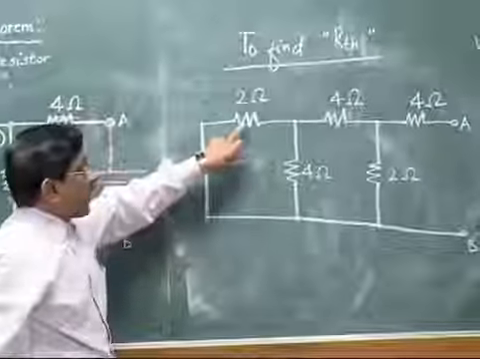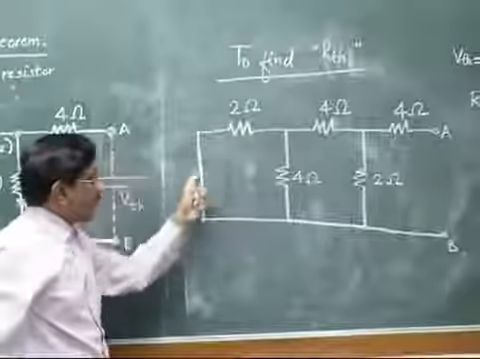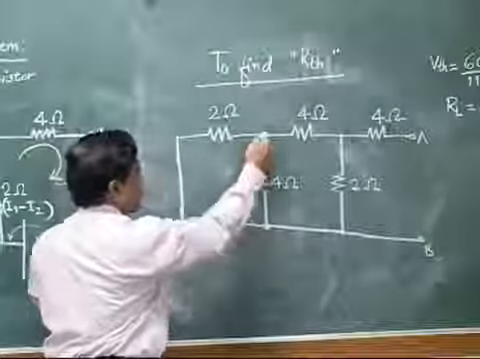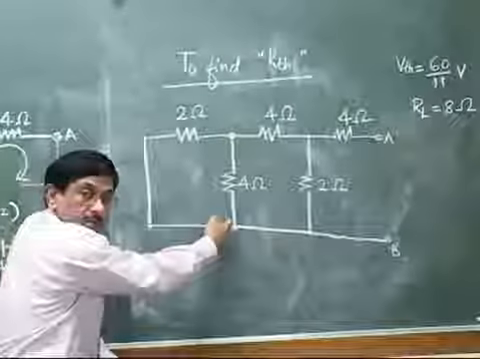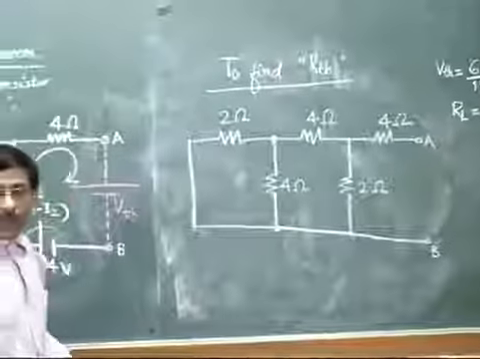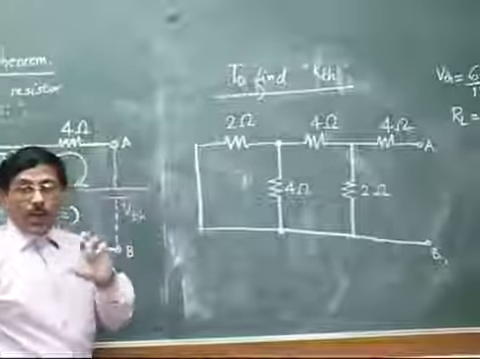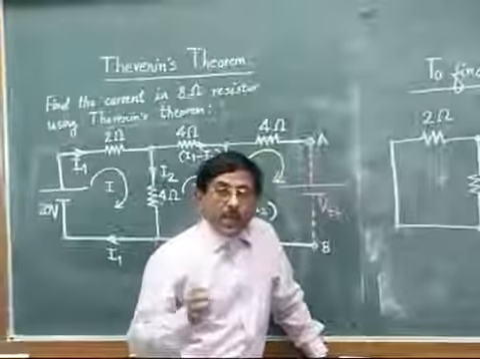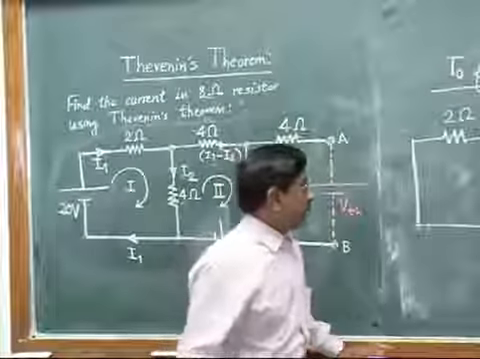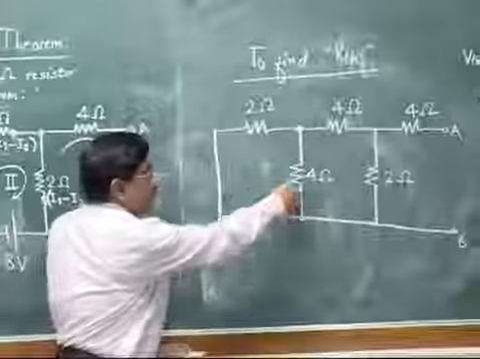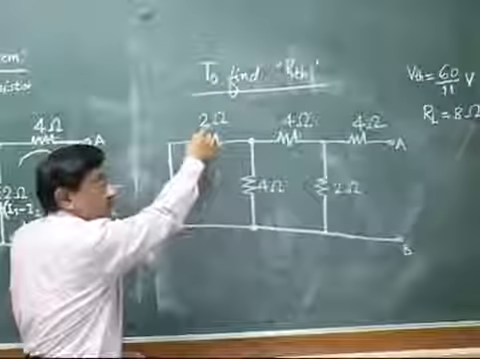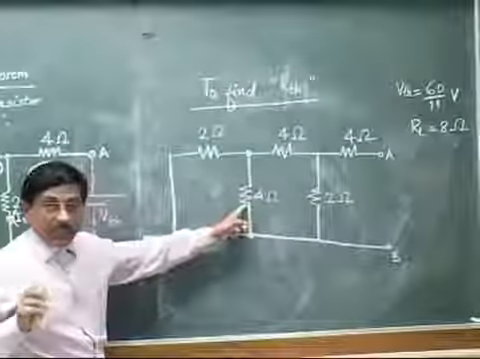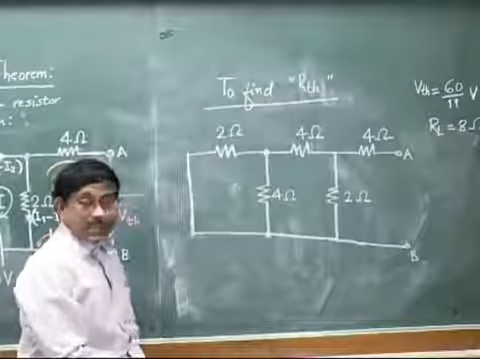Now see, you will find 2 ohm and 4 ohm in parallel. This is one branch and this is another branch across these 2 nodes. So 4 and 2 are parallel. If R1 and R2 are in parallel, the net resistance will be R1 times R2 divided by R1 plus R2. So 4 times 2 is 8, divided by 4 plus 2, which is 6. The final answer is 8 by 6, which is 4 by 3.